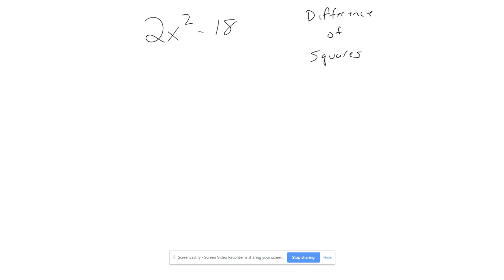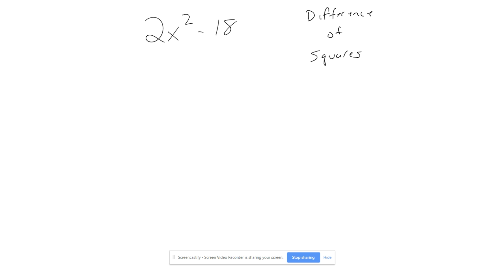Hi guys, so today we're going to look at two different cases for factoring equations. This first one's called the difference of squares. So let's begin. I'll start off with the equation 2x squared minus 18. And it's important to remember that whenever you have an equation, always factor out the greatest common factor first.